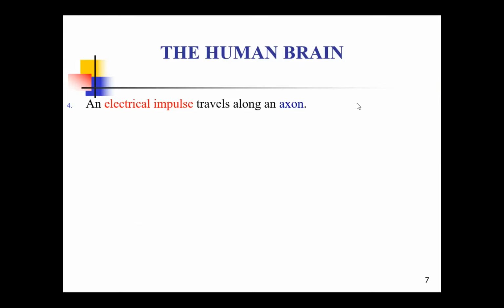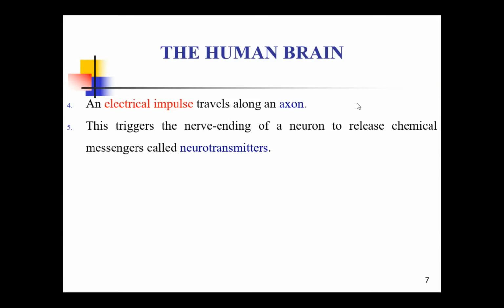The electrical impulse travels along an axon. This triggers the nerve ending of a neuron to release chemical messengers called neurotransmitters, depending upon the amount of electrical impulse that an axon carries. The axon is the output of a nucleus or cell body. The output of a neuron is the axon. So this triggers a chemical called neurotransmitters.